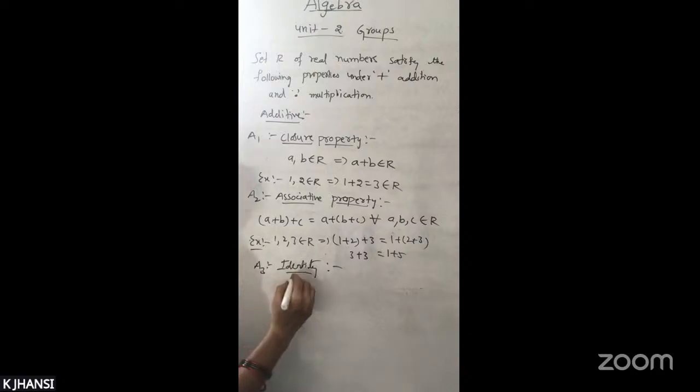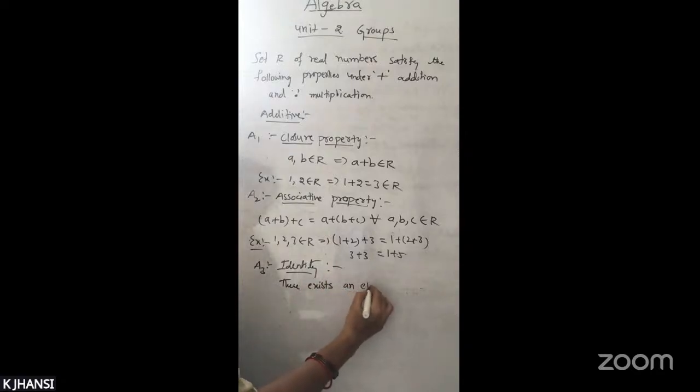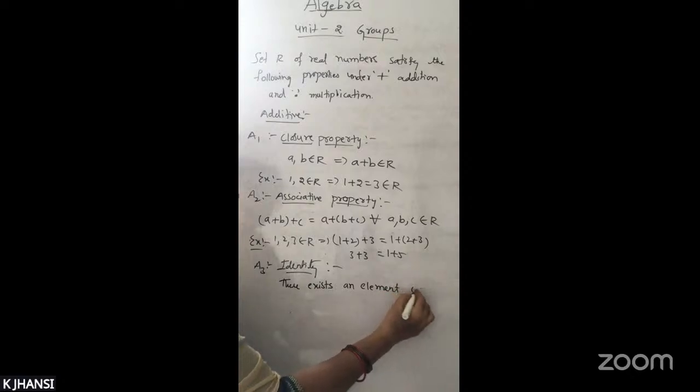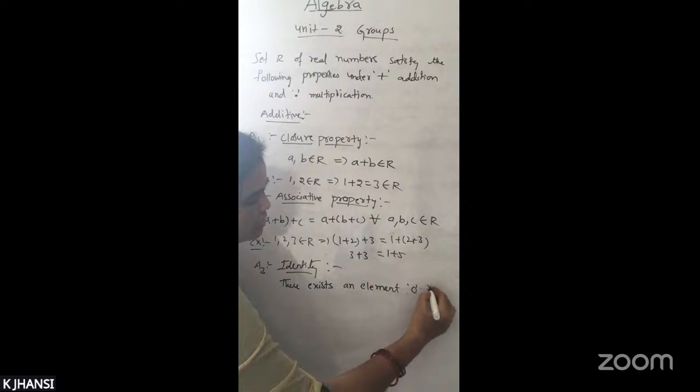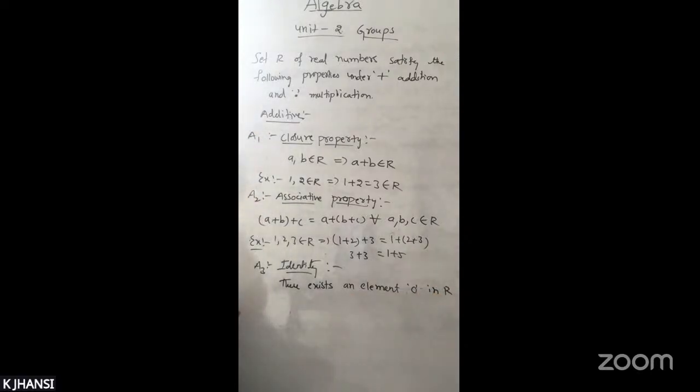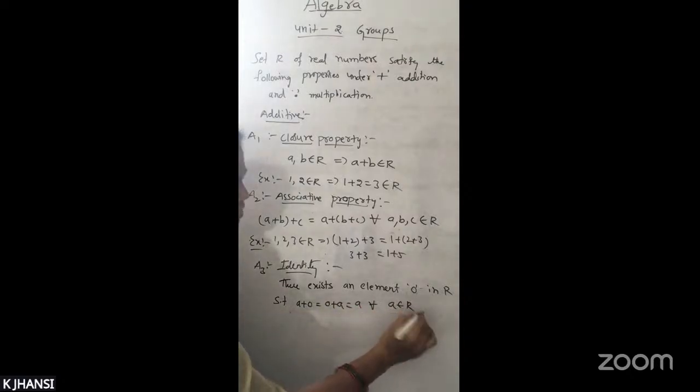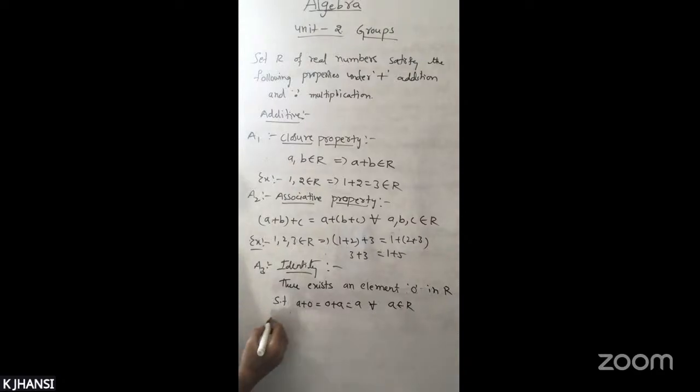So identity property means there exists an element 0 in R such that A plus 0 is equal to 0 plus A is equal to A. A plus 0 is A only, and 0 plus A is also A, for all A belongs to R. So you can take the example.